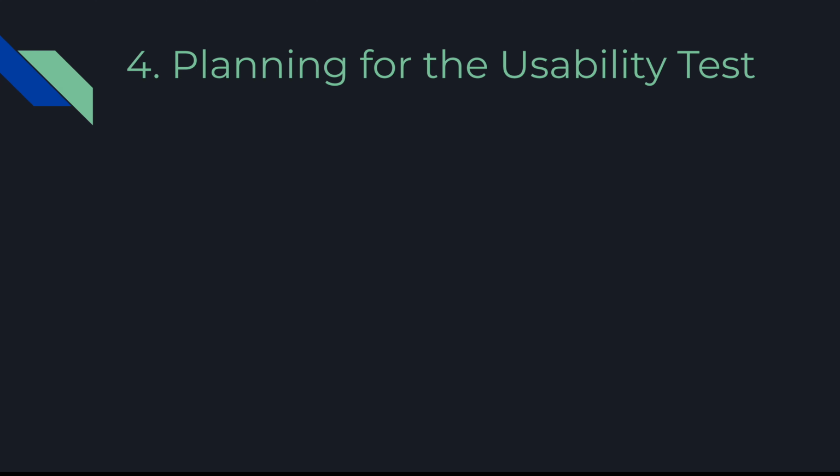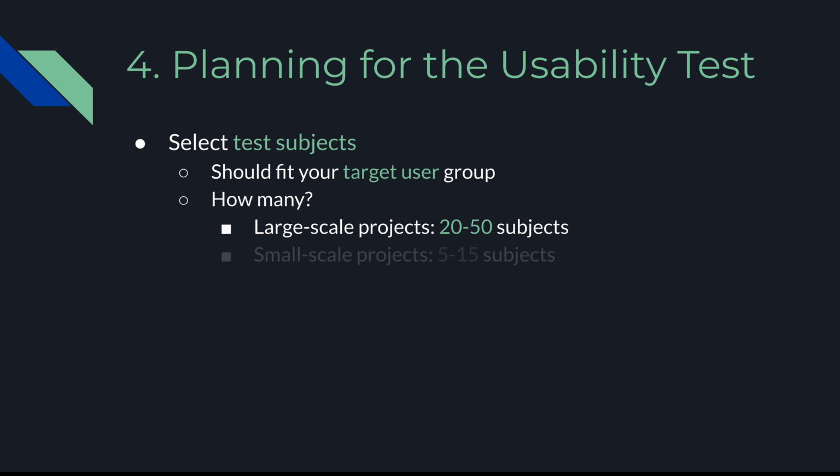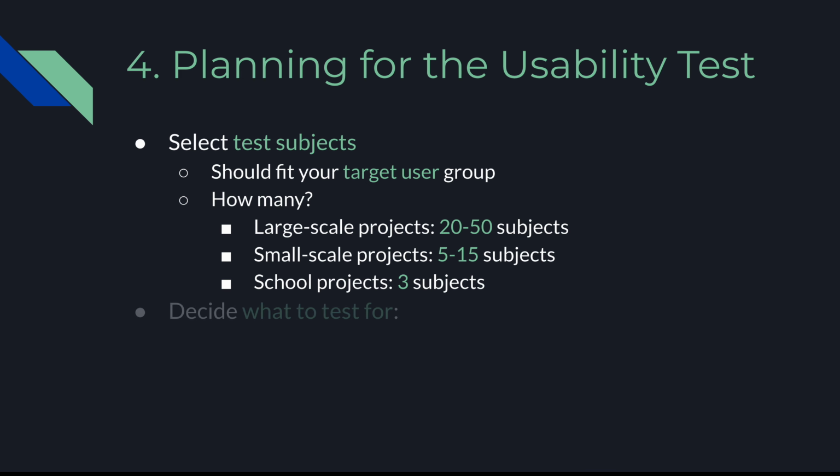Before you give your user test, you want to make sure that you plan it first. In doing so, you want to select your test subjects, and your test subject should fit your target user group. You want to ask yourself how many you should have. And the common recommendations for a large-scale project is 20 to 50 test subjects. For a smaller scale project or a project with a small budget, you can often make do with 5 to 15 test subjects. And for the purposes of school projects, you can often make do with 3.